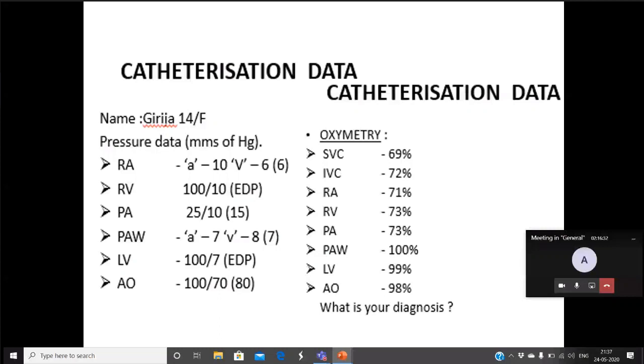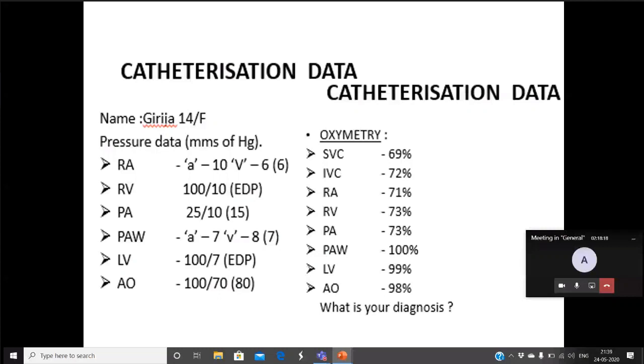Any doubts about things which I have told you today, so that we can start? Sir, should we interpret the pressure first and then oximetry, or is it oximetry first and then pressure data? If the examiner asks you to interpret oximetry data, you can do that first. Otherwise, start with pressure data, because whenever you are doing cath procedures, you first take the pressure data, and only then the oximetry data. So always pressure data should be interpreted first, then oximetry data.